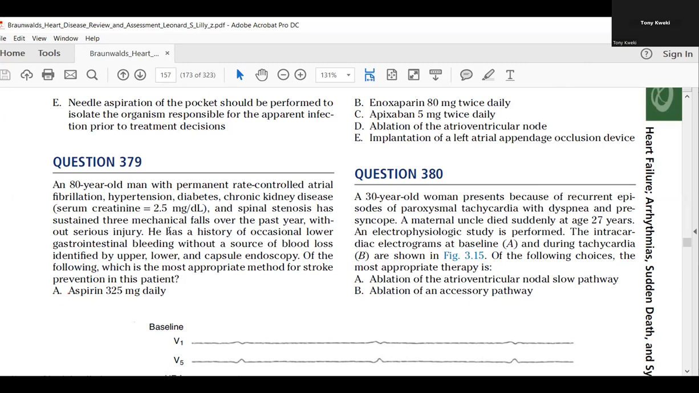And then the most appropriate would be implantation of a left atrial appendage occlusion device. This will help us to definitely prevent the risk of stroke. So that will look like the most correct answer. So thank you very much.